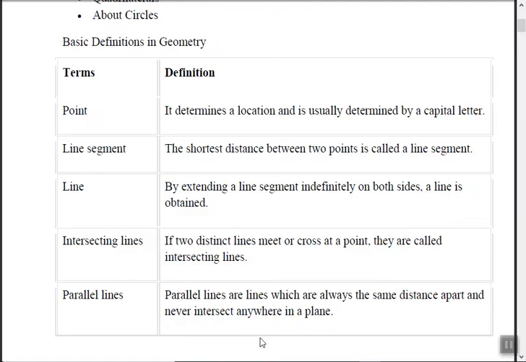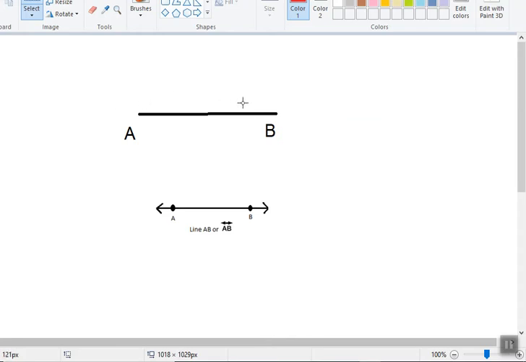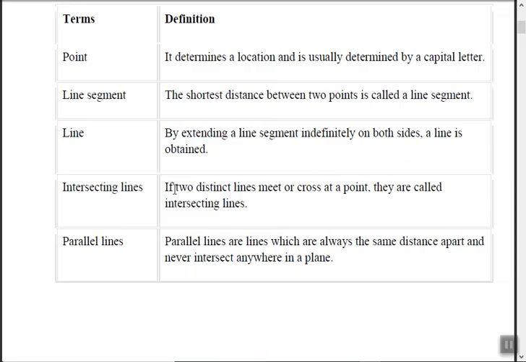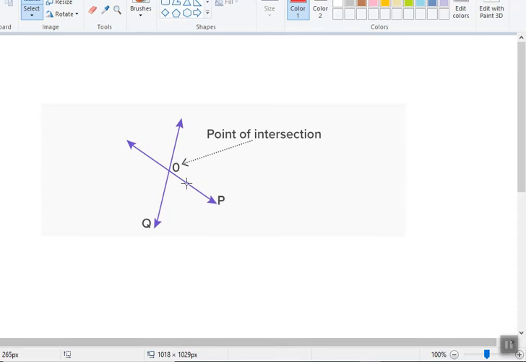Line. By extending a line segment indefinitely on both sides, a line is obtained. A line segment is sometimes called only a segment. And a line is obtained by putting arrows on both sides. See, this is segment AB and this is line AB, with arrows on both sides. It's also written as AB with a line symbol on the top. Intersecting lines. If two distinct lines meet or cross at a point, they are called intersecting lines. Quite simple. See, these two lines are intersecting lines and this point O is called the point of intersection.